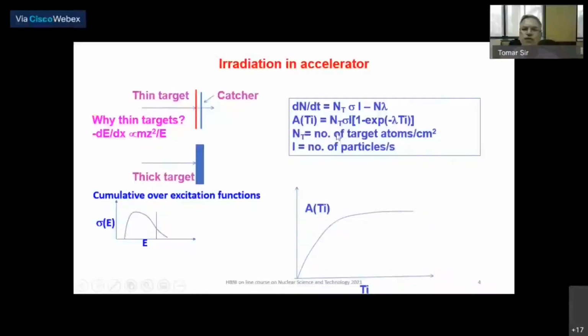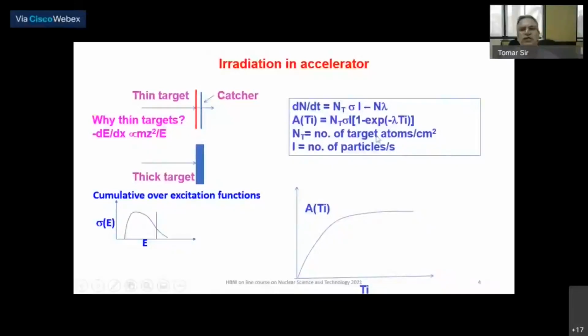Now coming to the formation of the radioisotope, the equation for the formation and decay of the radioisotope: N sigma I is the rate of formation and N lambda is the rate of decay. The usual notations are, activity at the end of irradiation will become N sigma I (1 minus e to the power minus lambda Ti), which is the saturation factor. The number of target atoms now in here will be per centimeter square.